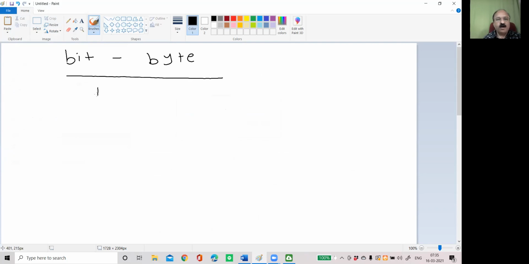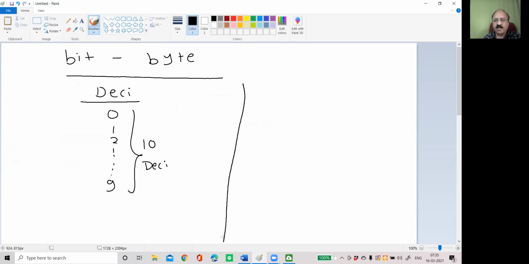So if you see our number system, it's a decimal number system. Deci means 0 to 9: 0, 1, 2, 3, 4, up to 9. How many numbers are there? 10. Therefore, it is called decimal number system. But machine understands which language? Binary number system. Bi means what? 2. So the number system which has only two numbers is called binary number system.